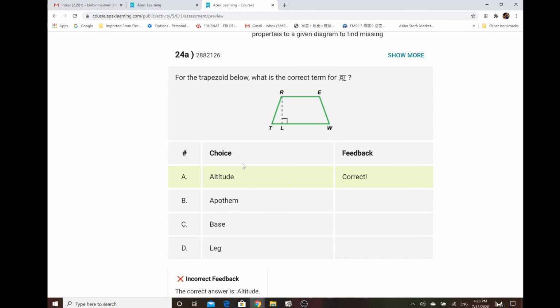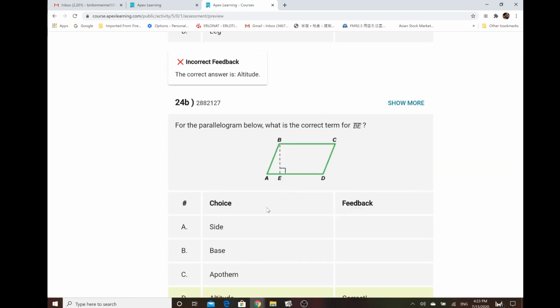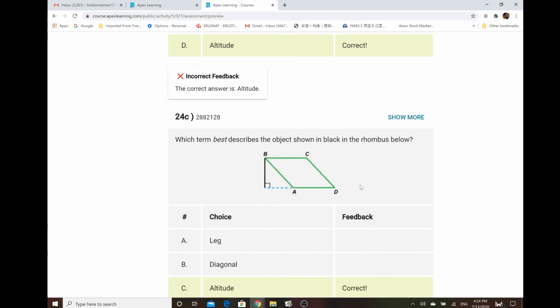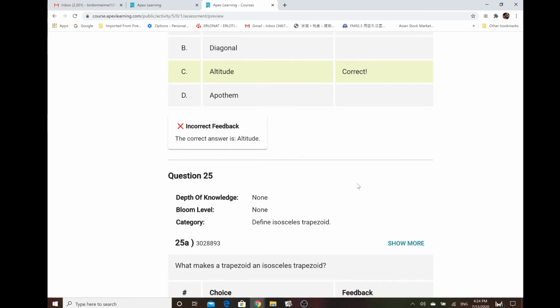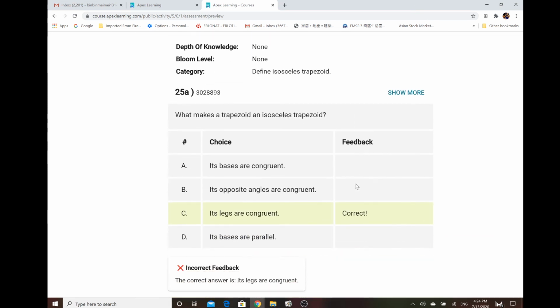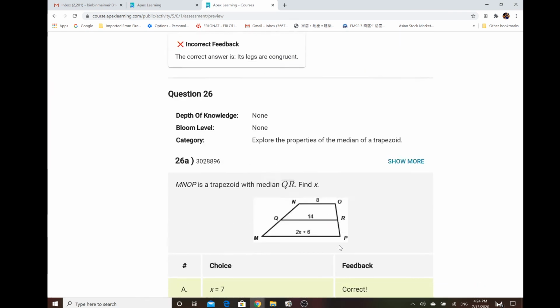Quite straightforward. And trapezoid. What's the correct term for segment RL? That's called the altitude or the height. And for the parallelogram, what's the correct term for segment BE? That's the height or the altitude. So altitude is the same as the height. What makes a trapezoid an isosceles trapezoid? The legs must be congruent. Okay, so let's move on.